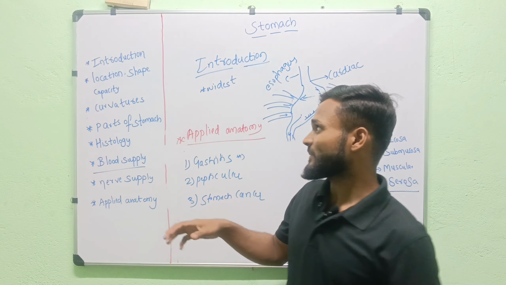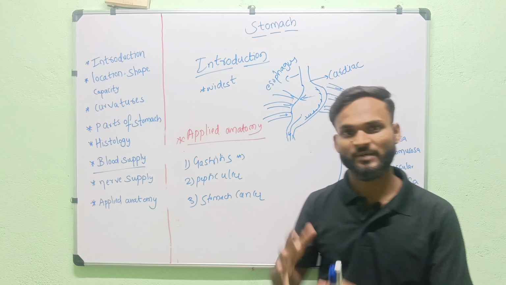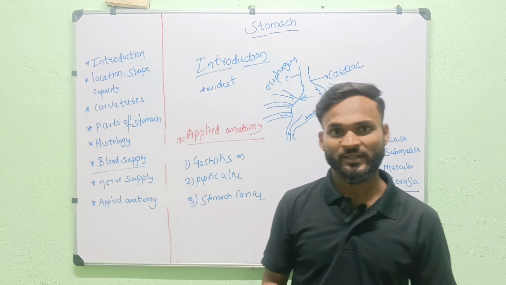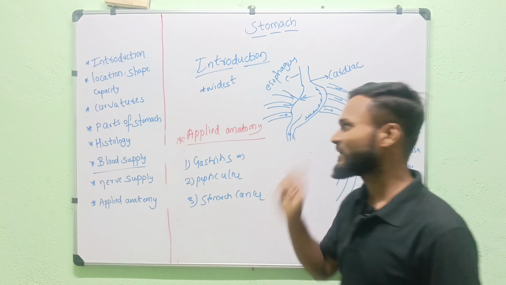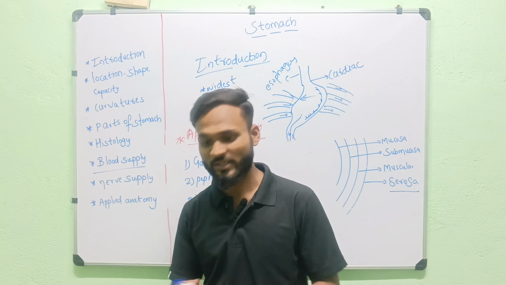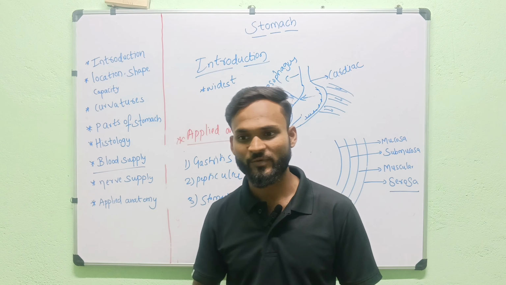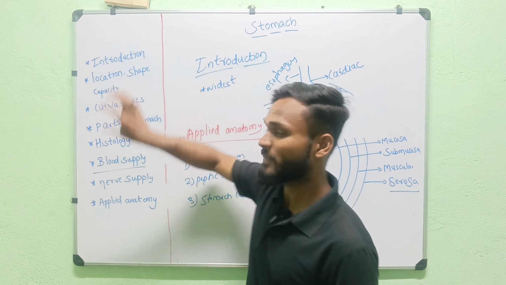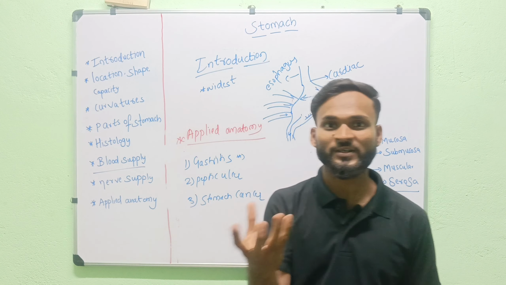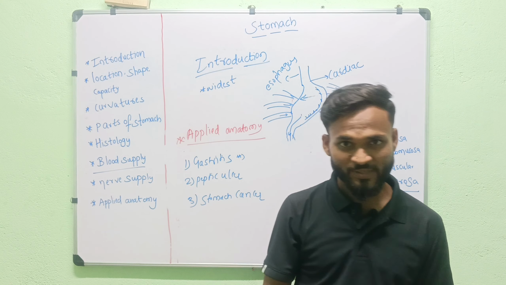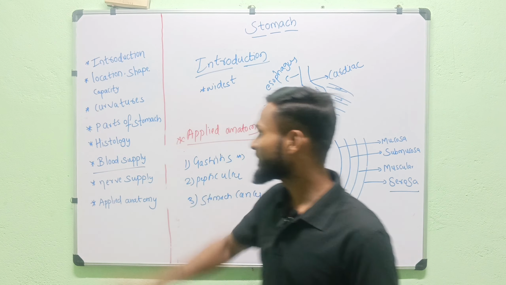Let's summarize the whole stomach. We discussed in detail the introduction. In the introduction we discussed that the stomach is one of the most dilated parts of your GI tract, and the first part of your stomach is known as the cardiac part, and the last part is known as the pyloric part. Then we discussed the location. It occupies most of your epigastrium and also some part of your left hypochondrial region. Then the shape of your stomach is J in shape. Then capacity: the newborn stomach can hold up to 20 to 30 ml of milk, but the adult stomach can hold up to 2 to 3 liters of food.